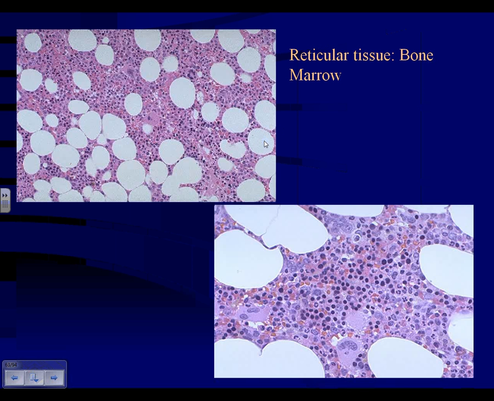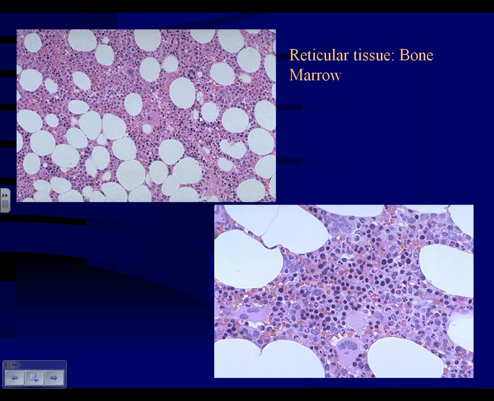This is bone marrow. So bone marrow, depending on your age and the site where you take the bone marrow biopsy from, will have an admixture of fat. So it's normal to see fat in bone marrow. And actually it's very important when you look at FNAs of bone or bone marrow to note how much fat is there.